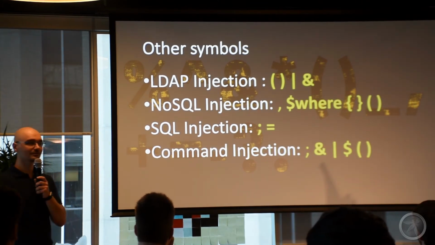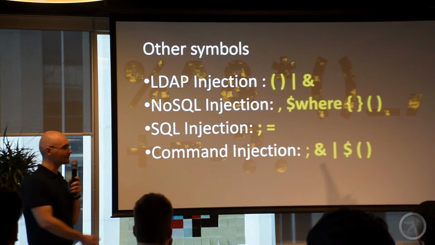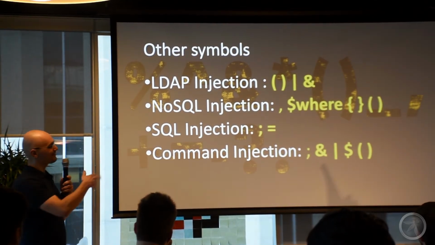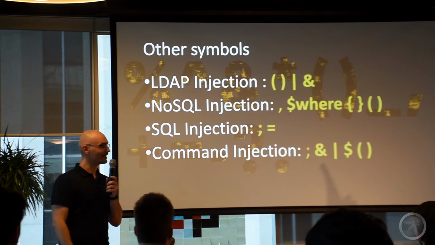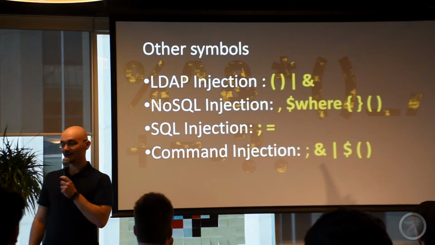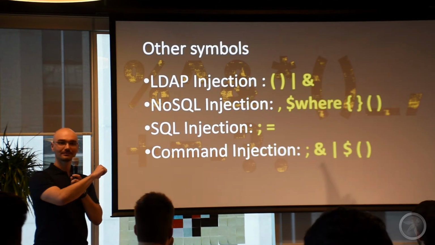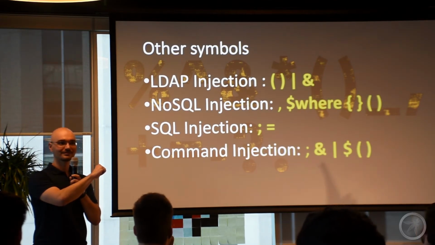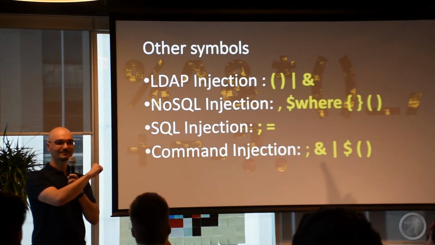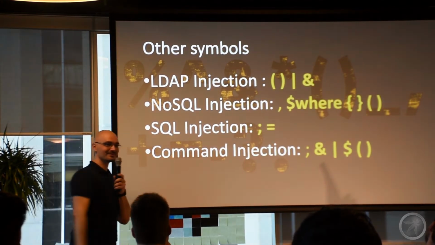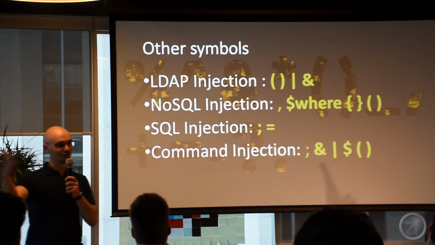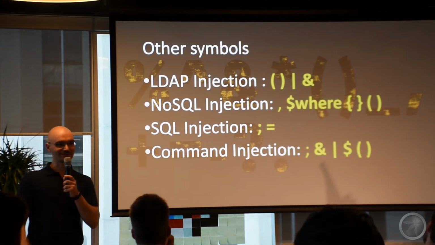For command injection in Linux, well, you name it: semicolon, ampersand, pipe, dollar sign. Which one of these works in Windows? Can anyone tell me? It's the ampersand. The ampersand is the one that glues command injection in the Windows command line.